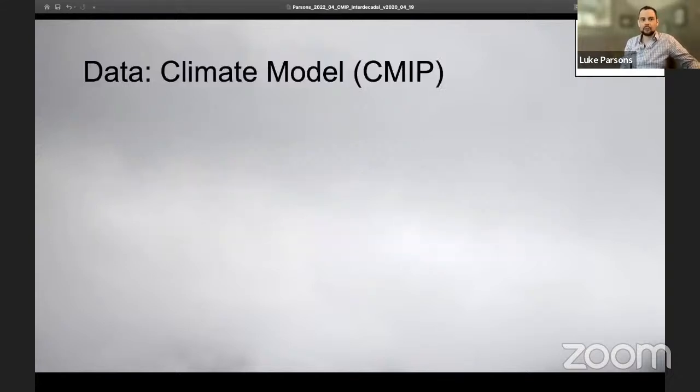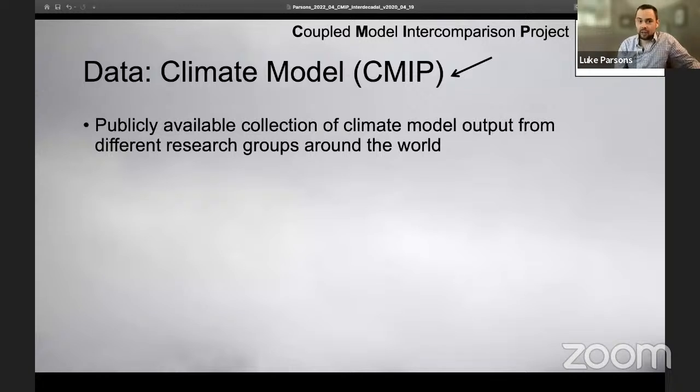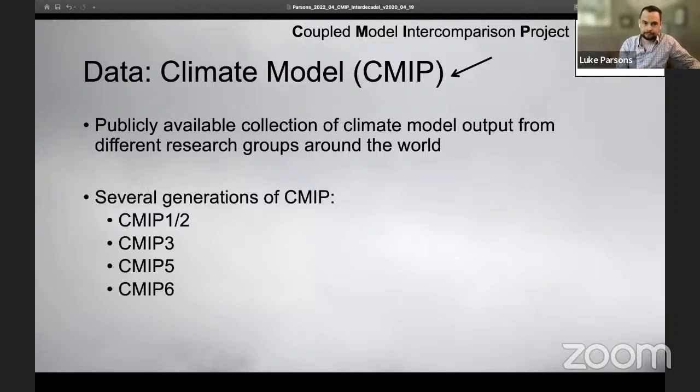So as I mentioned, I'll be mostly using climate model data, specifically CMIP data. If you don't know what this acronym means, it's Coupled Model Intercomparison Project. And these are publicly available collections of climate model output from different research groups around the world, such as NCAR. Several generations of CMIP have come to pass over the last 30 years. So today specifically, I'll be focusing on CMIP3, CMIP5, and mostly CMIP6 model simulations that are publicly available and free online.